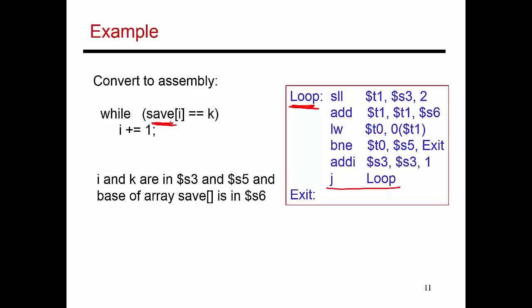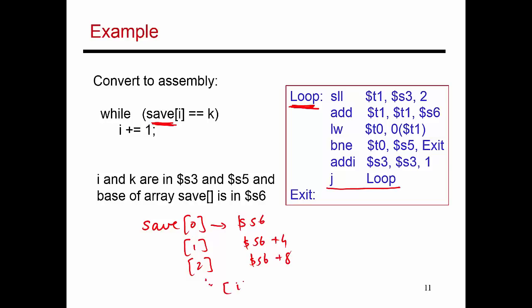Okay, so let me say that one more time. So we know that the address of save 0 is in $S6. Okay, save 1 is basically $S6 plus 4. Okay, the address of save 2 is $S6 plus 8. And likewise, the address of save I is $S6 plus 4 times I. Okay, since I is in S3, I want to first multiply S3 by 4.